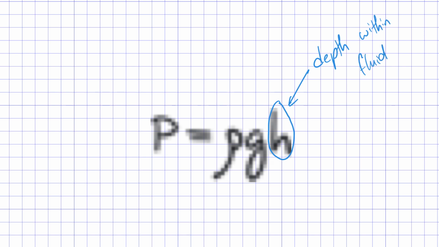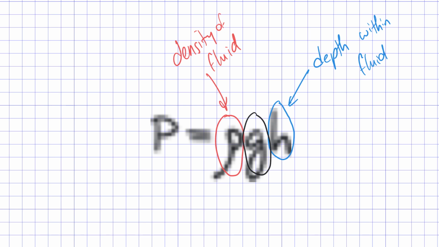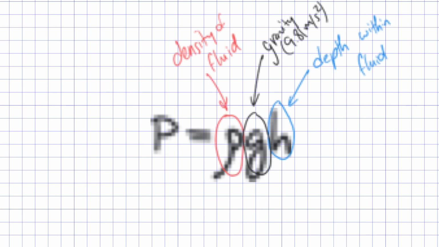Okay, so in other words, the deeper you are, the greater H is, and the greater the pressure. On the other hand, this rho is the density of the fluid. So the denser the fluid you are in, the greater the pressure, generally speaking. This G is just the acceleration due to gravity, so 9.81 meters per second squared, or 32.2.